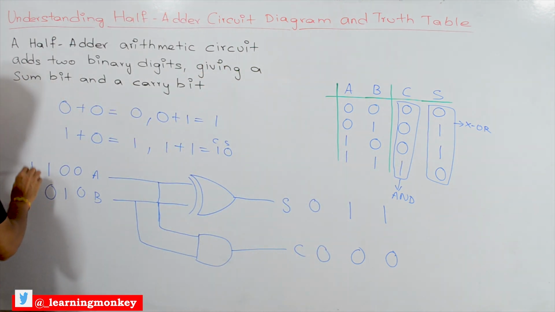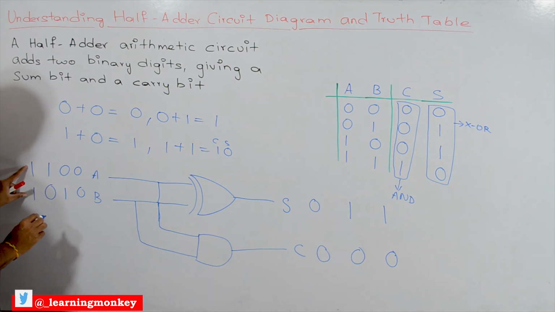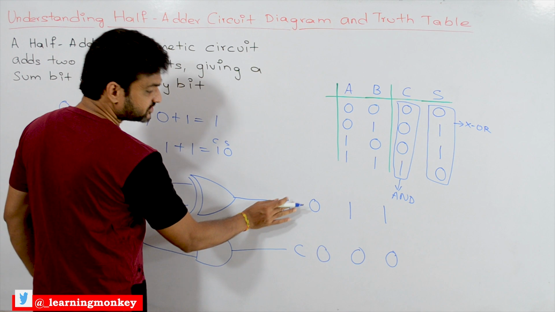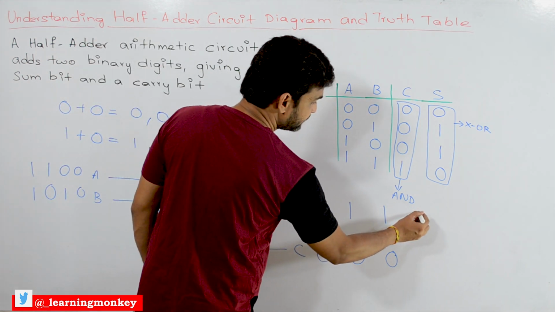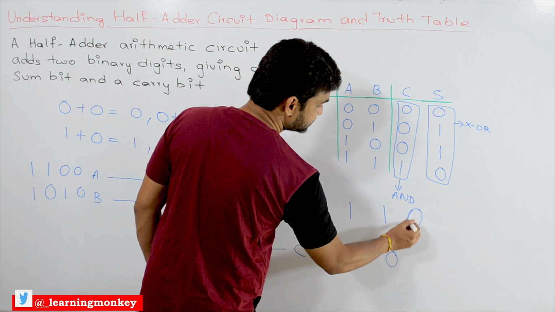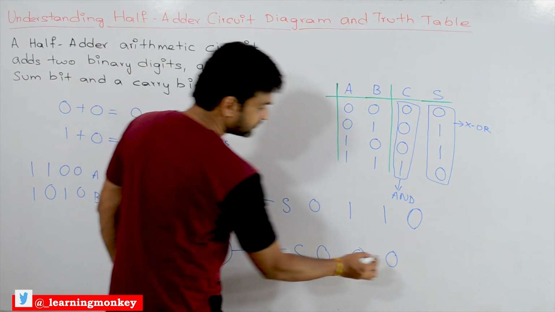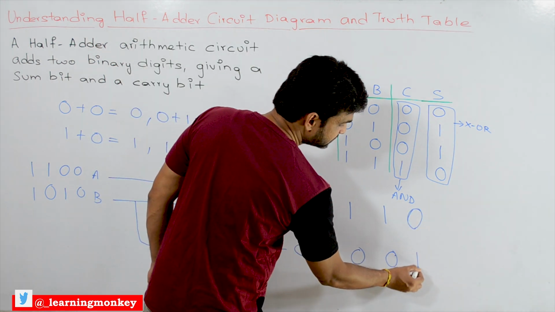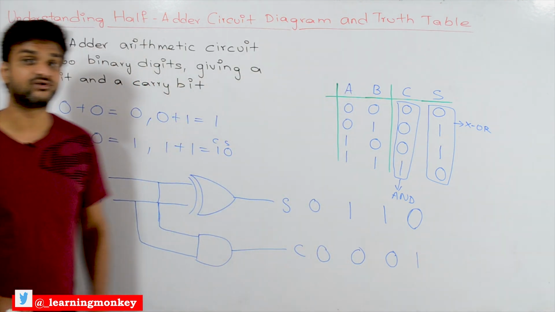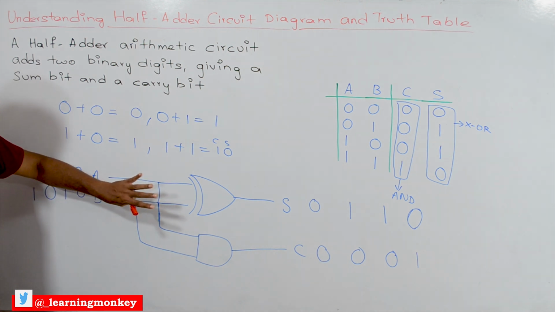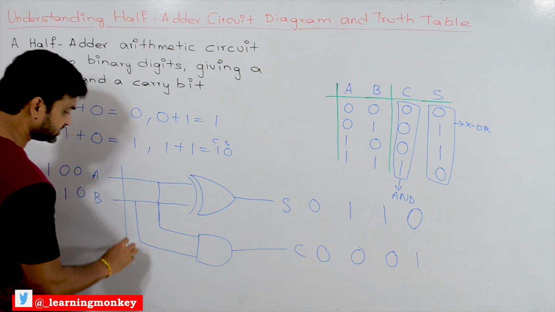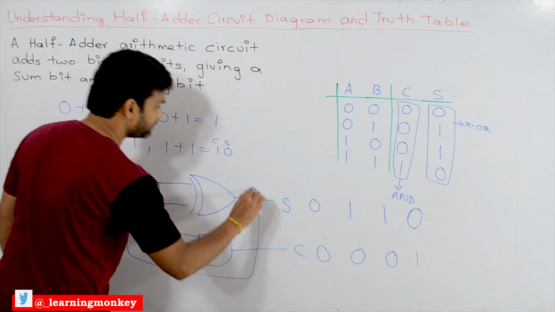And if you take 1 and 1, whenever the inputs are the same, the XOR gate is going to produce an output of 0, so the sum is 0. Whenever both the inputs are 1, the AND gate is going to produce an output of 1, so the carry is 1. So this is the logic circuit. This is what we call a combinational circuit. This will be placed in the box.